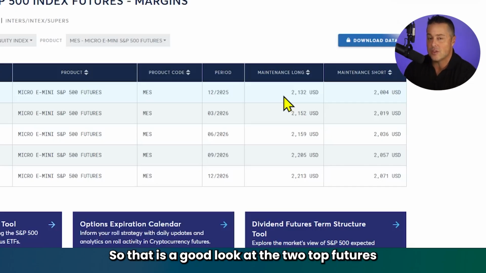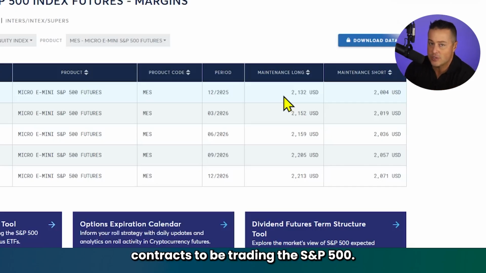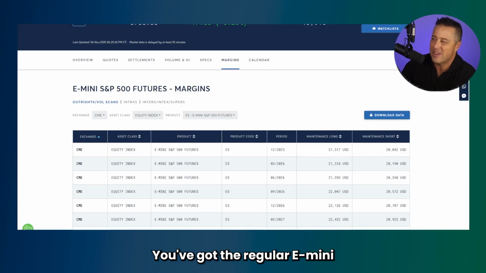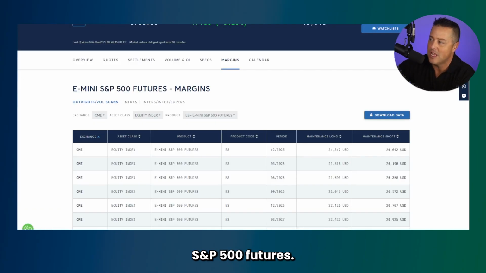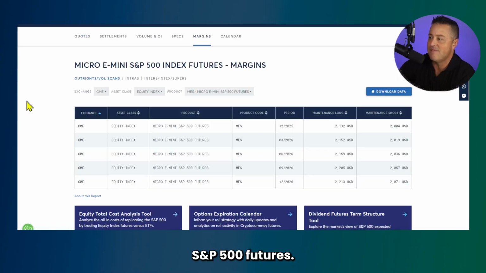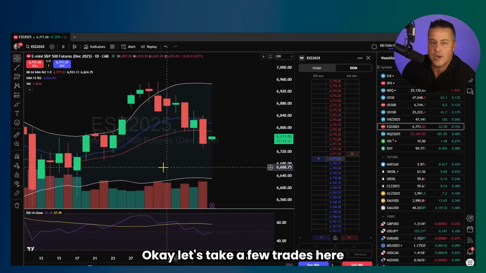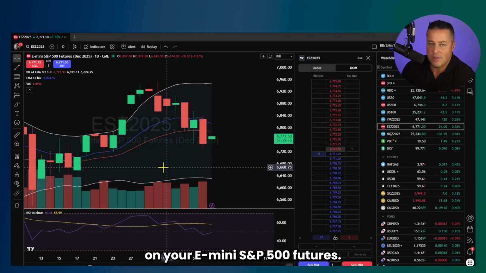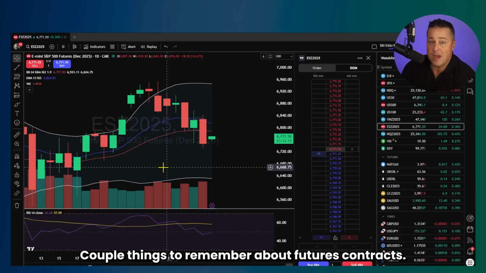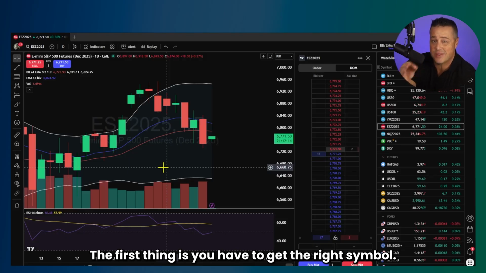So that is a good look at the two top futures contracts to be trading the S&P 500. You've got the regular E-mini S&P 500 futures, and then you've also got the Micro E-mini S&P 500 futures. Okay, let's take a few trades here on your E-mini S&P 500 futures. A couple of things to remember about futures contracts. The first thing is you have to get the right symbol.